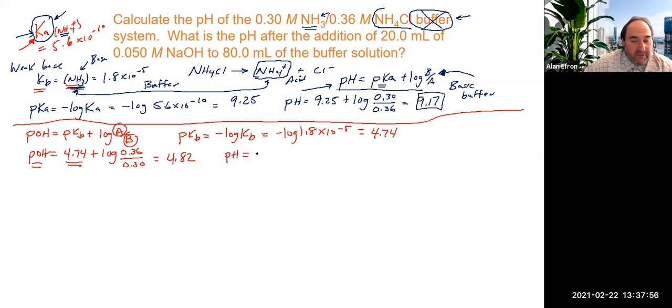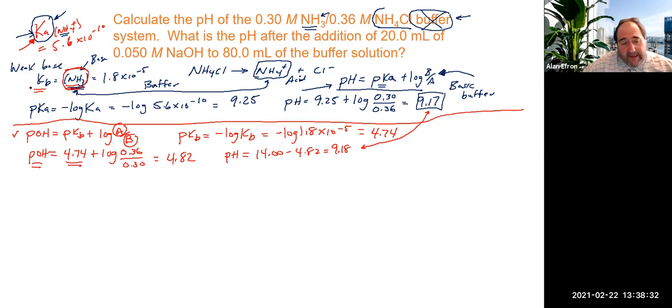So our pH would then be 14 minus 4.82, and we end up with 9.18. You can see it's slightly different, but it's just a little bit of difference from rounding, the Kb value versus the Ka. Essentially it's the same number. So that's an alternative approach that sometimes people will use, if they happen to give you the Kb value.